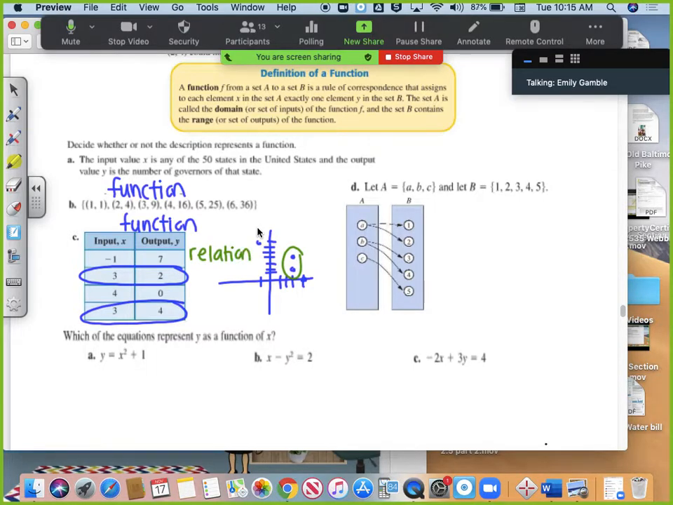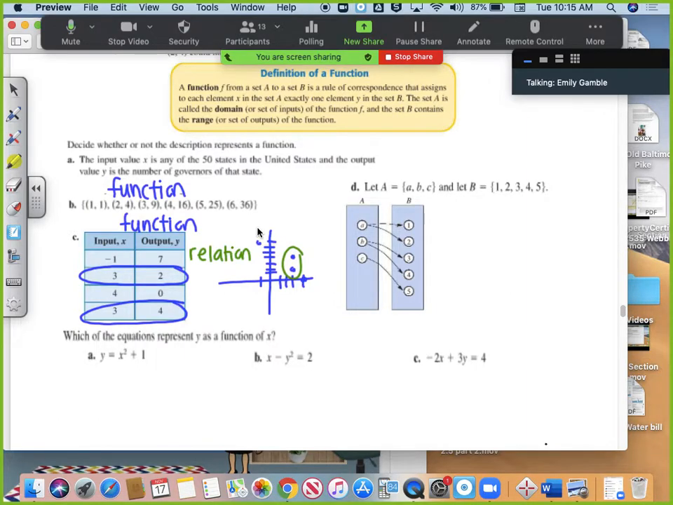Now, every single thing is a relation. So I could say letter A is a function and a relation, letter B is a function and a relation. This is just a relation. But you don't have to necessarily call everything a relation because it just is. It's more important to call it by its most specific name, which would be a function. All right, and then letter D is giving us kind of a weird situation.